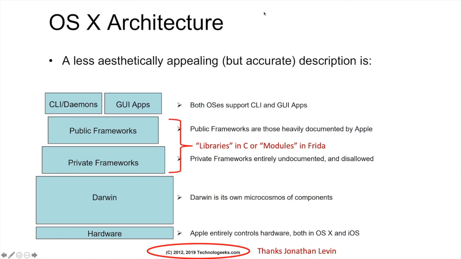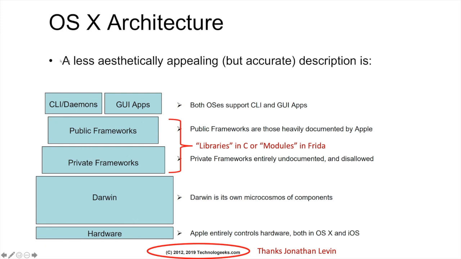This is an old slide from Jonathan Levin's class. It says OS X architecture, but it's kind of the same thing, like macOS and iOS. So I'm saying modules in Frida, and in Apple we usually say frameworks or private frameworks or public frameworks. A module is a library, is a framework. It's all the same thing. So I might say library, might say module, might say framework. And in this talk, I'm just talking about dynamically linked libraries.